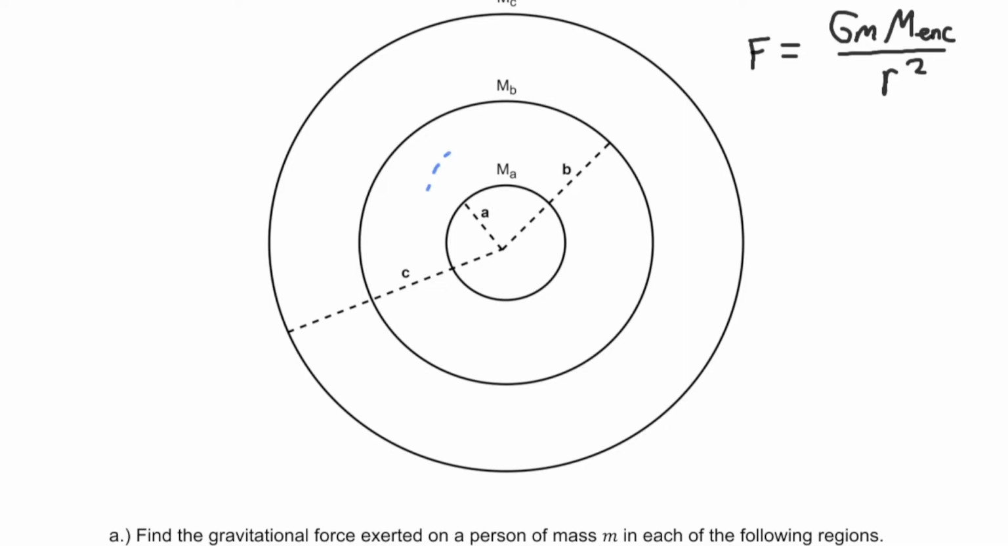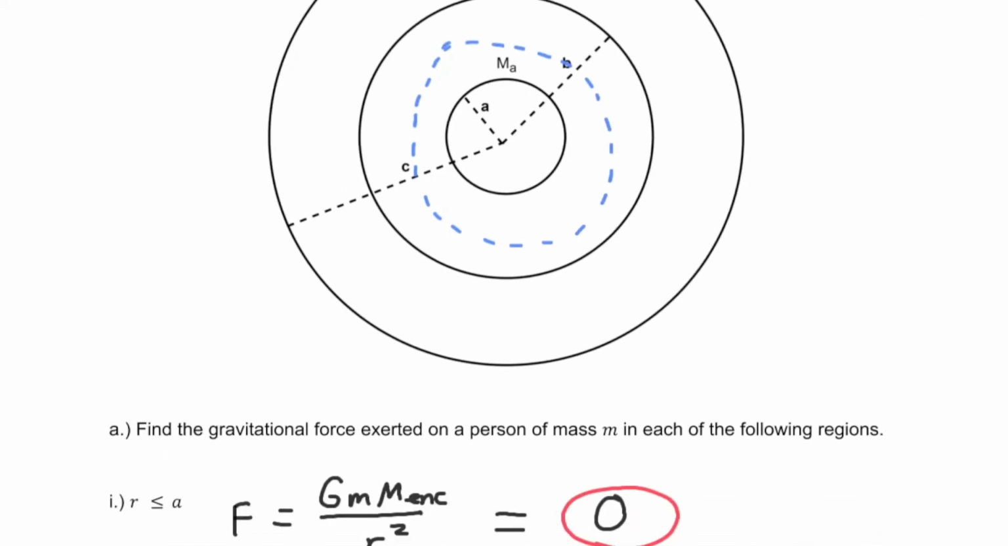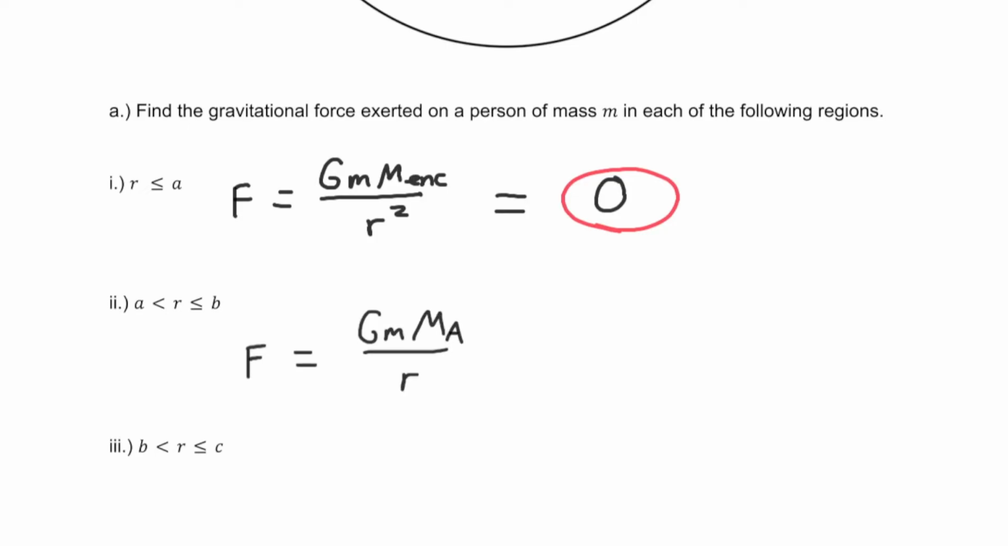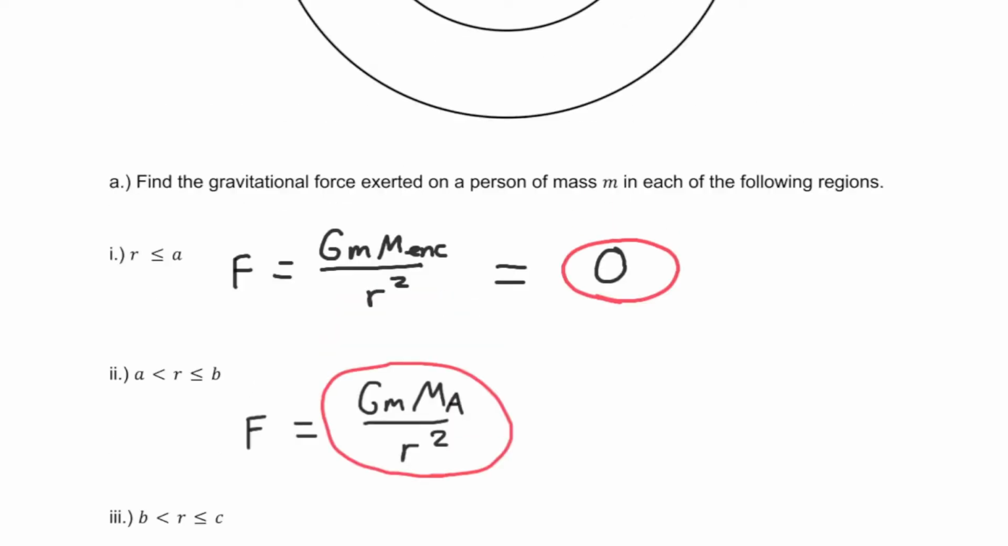But as soon as we move out into the second region, we do in fact get a gravitational force now. So if I just pick some location r that's in the second region, well, now I'm enclosing the first shell. So I'm going to get F equals G times M times the mass of the first shell divided by r squared. And that's a constant. So it's constant everywhere in the middle region. So my force has increased a little bit.